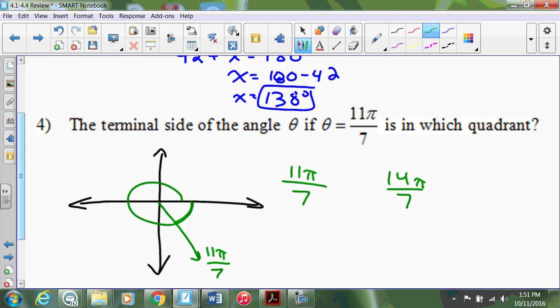I'm not sure what I just said to back it up. I really meant to back it up 3 pi over 7. So 11 pi over 7 is in the fourth quadrant.